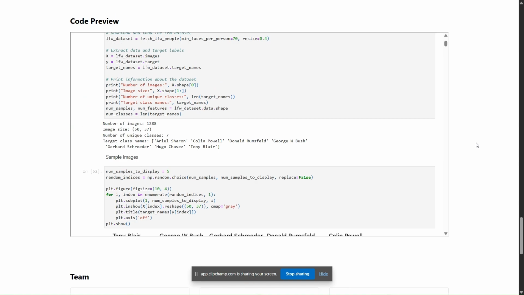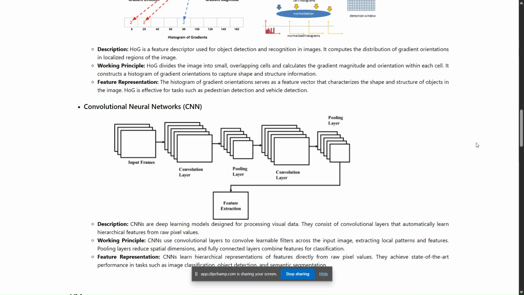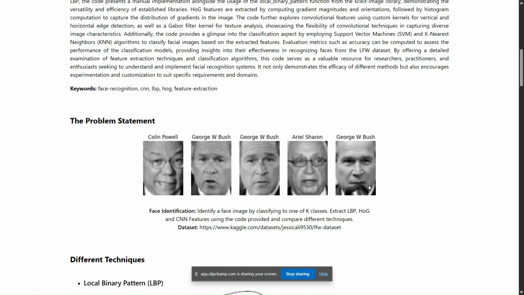And let's look at the problem statement we have here. This is the problem statement. It states that identifying a face image by classifying into one of the key classes, extracting LBP, HoG, and CNN features using the code provided, and comparing different techniques. Here is a dataset in Kaggle.